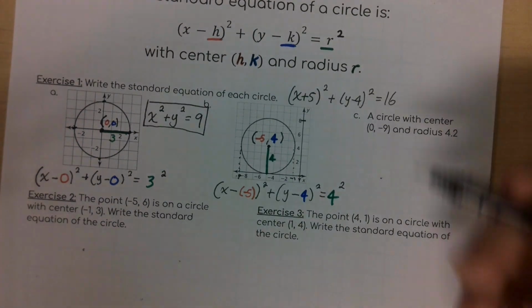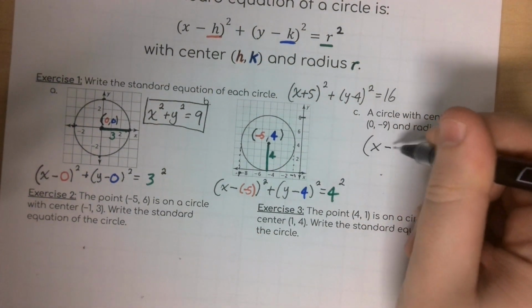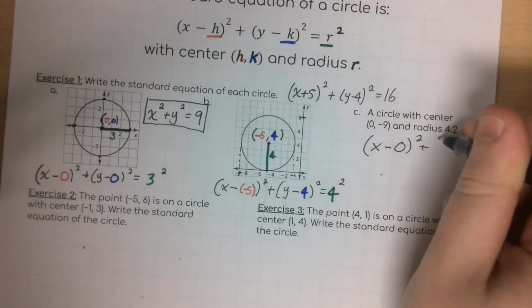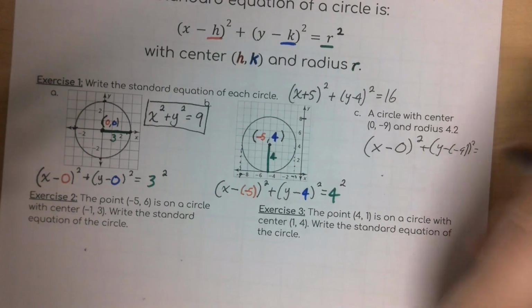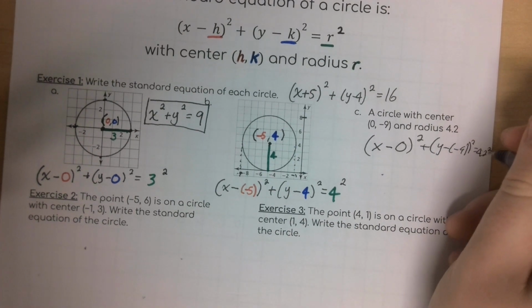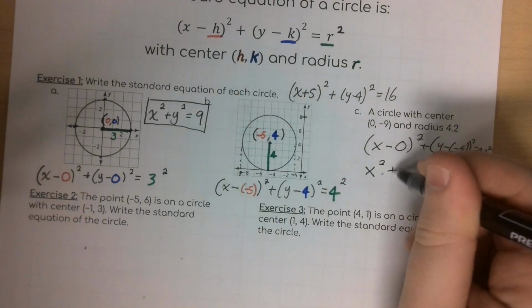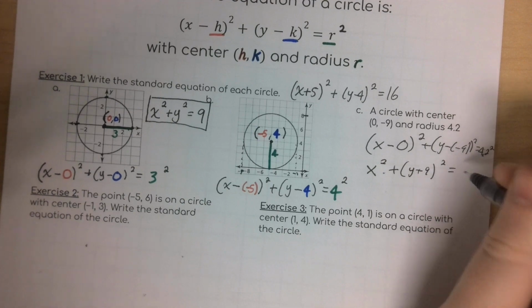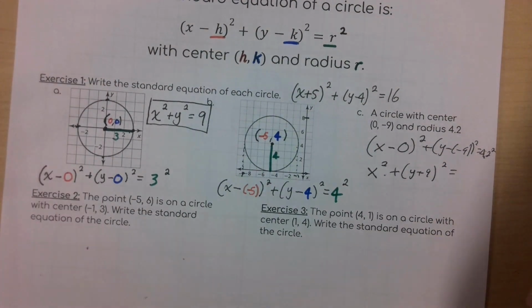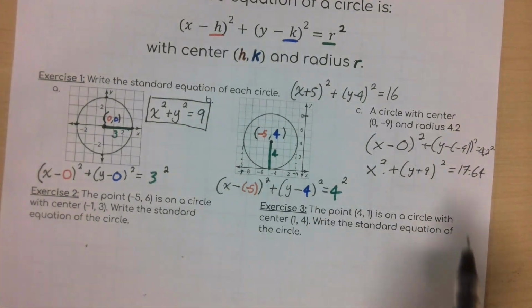For part C, it already gives us the center and the radius, so we can just plug it in. X minus 0 squared plus y minus negative 9 squared equals 4.2 squared. This could simplify to x squared plus y plus 9 squared equals, and then 4.2 squared ends up being 17.64. So this would be our final answer.